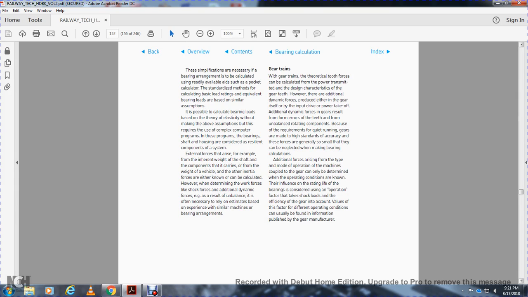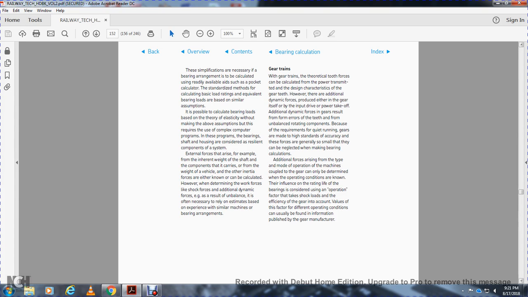The simplification necessary for the bearing arrangement can be calculated with the use of readily available standard methods for calculating basic load rating with the equivalent bearing load. With similar assumptions it is possible to calculate the bearing load from the theory of elasticity without making the above assumption, but this requires more complex computer programs.